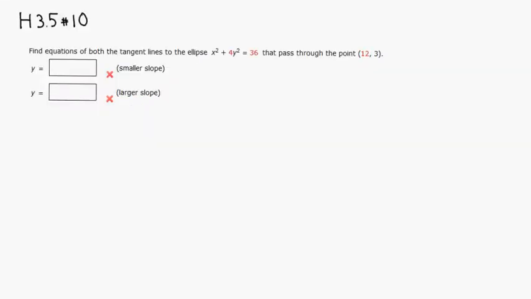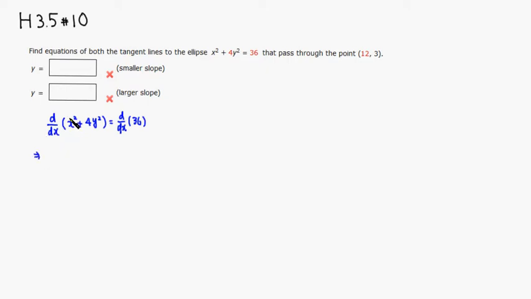We know the point, so we just need to find a slope. In order to look at the slope, we need the derivative. If you take the derivative of the equation of the ellipse, we can find dy over dx. Take the derivative of the left-hand side, and also the derivative of the right-hand side, 36.